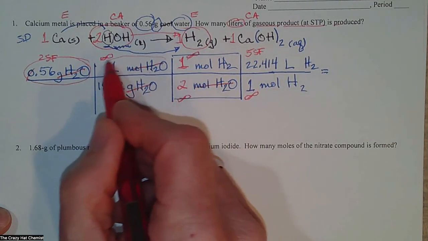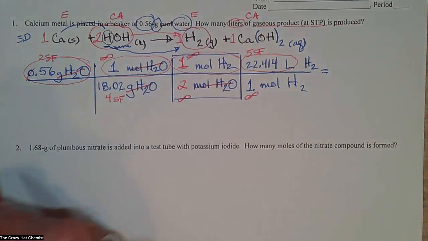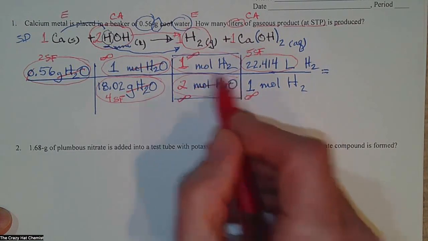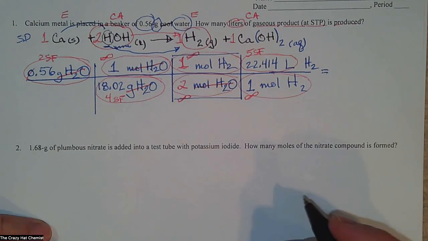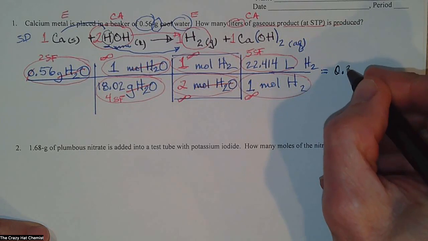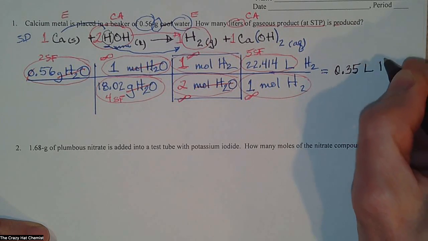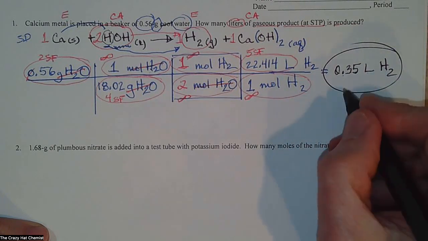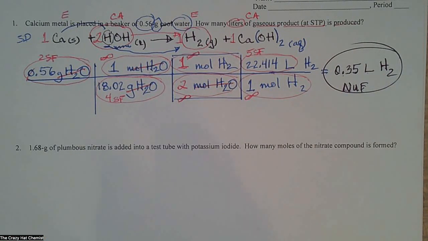So what you have to do now is take your calculator and enter 0.56 times 1 times 1 times 22.414 divided by 18.02 divided by 2 and divided by 1. And then from there, you're going to get the following number, and I am going to round this for you, and that will be 0.35. And the units are liters, and the formula is H2. And there's our number, units, and formula. That's NUF. Number, units, formula. Enough of that. We're done with that problem.